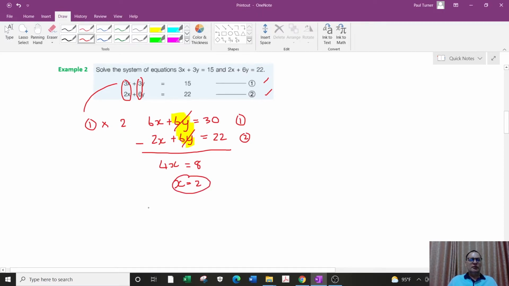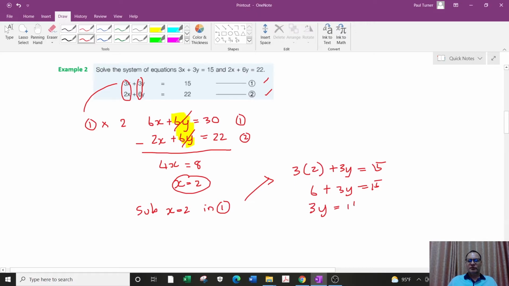That's your first solution. So to find y, we take this number and substitute back into either 1 or 2. So let's use 1. So sub x equals 2 into equation 1. What will you get? Put it up here. So we have 3x, and x is 2, plus 3y equals 15. So 3 twos are 6. 3y equals 15 minus 6, which is 9, so 3y equals 9. Therefore, y equals 3.